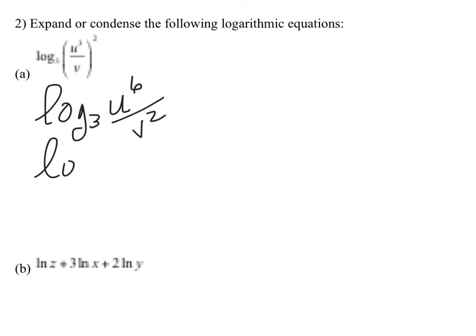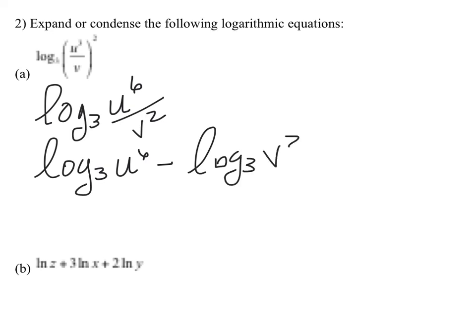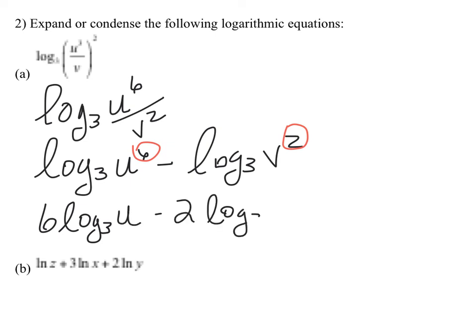We have log base 3 of u to the 6th minus log base 3 of v squared. Well, we still need to move these exponents over to the front of the log. That's the last step. So we're going to move it over: 6 log base 3 of u minus 2 log base 3 of v. And that's it. And now it's expanded.